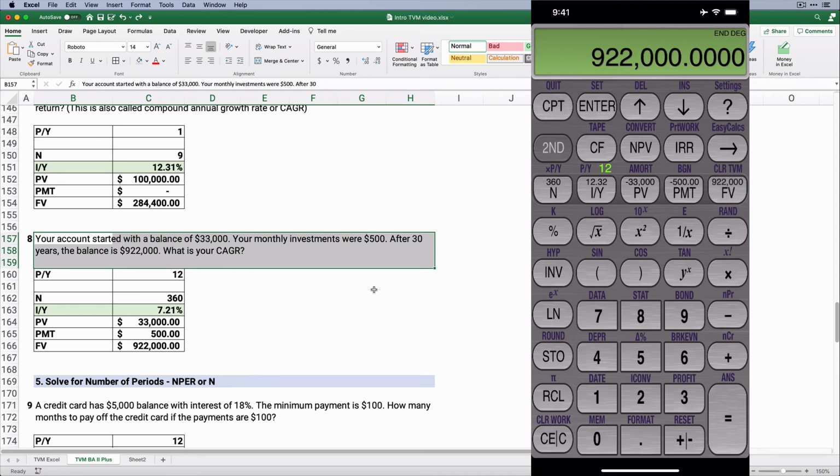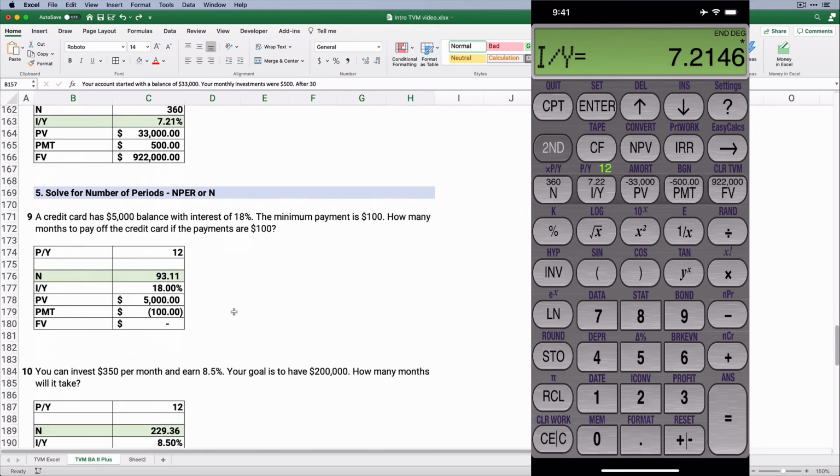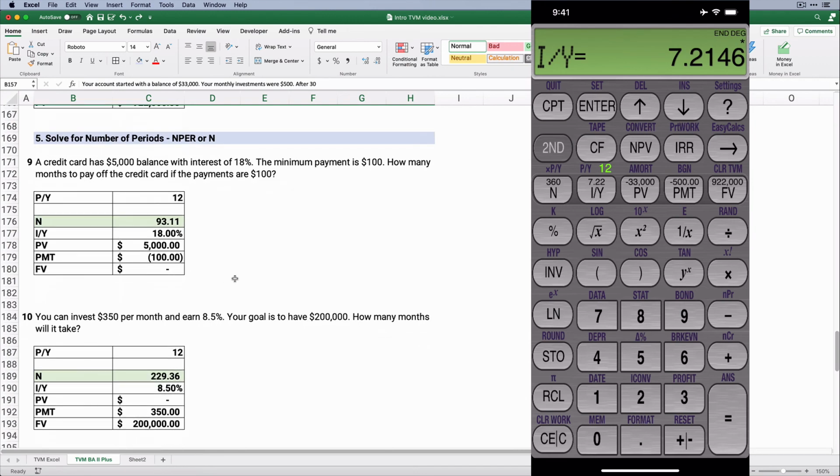So compute interest, and you get something like 7.21 as our annual interest. So over 30 years, you made 7.2% interest, and your 33,000 plus your $500 a month investments grew to 922,000. So a little bit over a long period of time makes a big difference. All right, the last two things we're going to solve for N, or the number of periods.